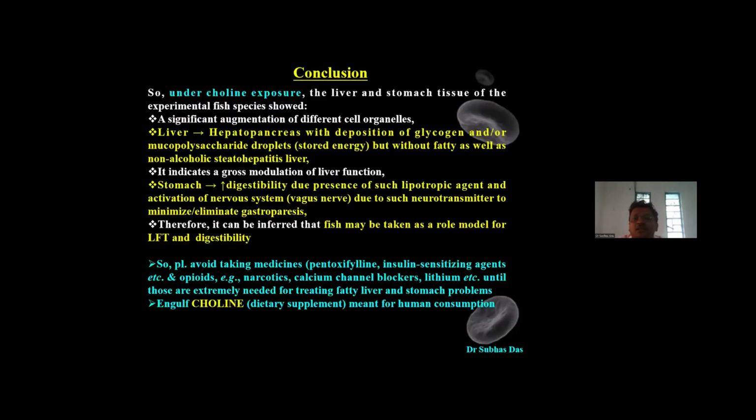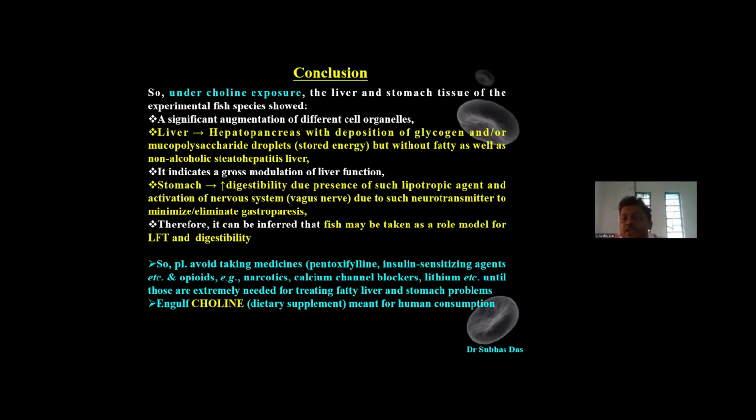Under choline exposure, the liver and the stomach tissue of the experimental fish species showed a significant augmentation of the different cell organelles. In the liver, the hepatopancreas shows deposition of glycogen and mucopolysaccharide droplets, that is stored energy to be utilized in different conditions, under stress or maybe for mating purposes, but without fatty or non-alcoholic steatohepatitis liver. It indicates a gross modulation of the liver functions, whereas in the stomach, it increases the digestibility.